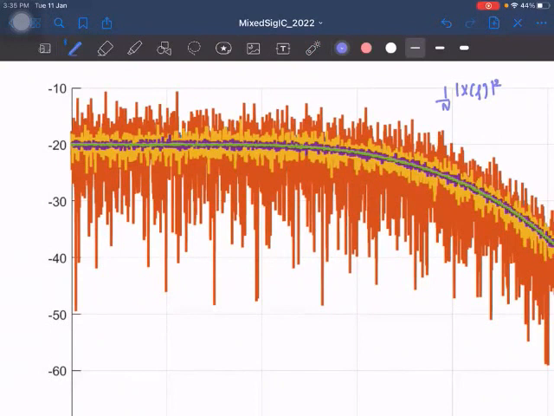The moment I took multiple such mod Fourier transform square estimates and averaged them, I get better results. So this yellow is with 10 averages. And if I took some 50 segments and averaged them, I get the curve that is shown in the violet color here.